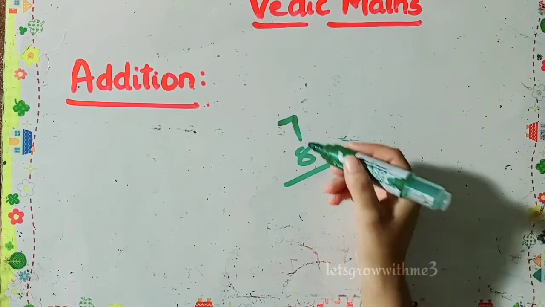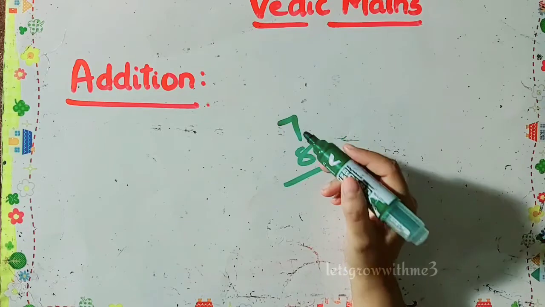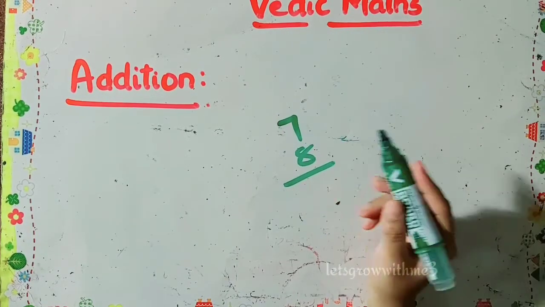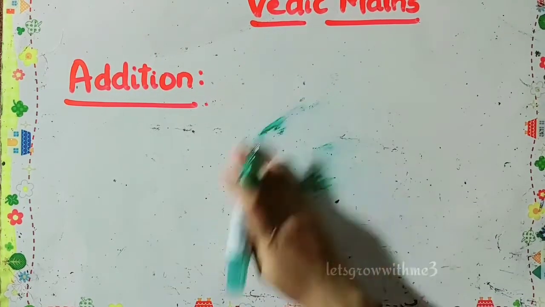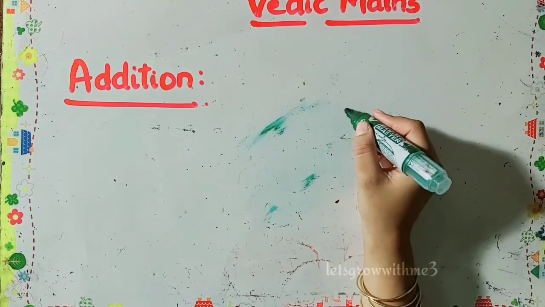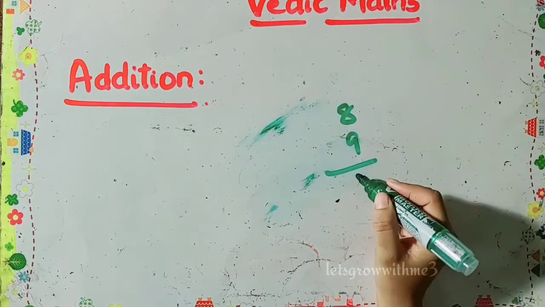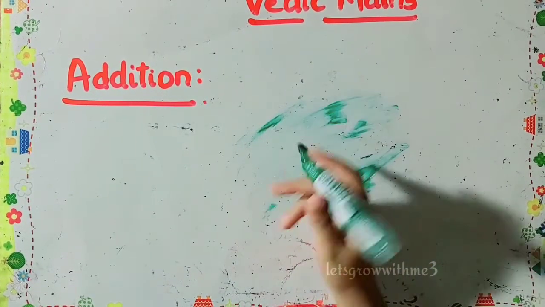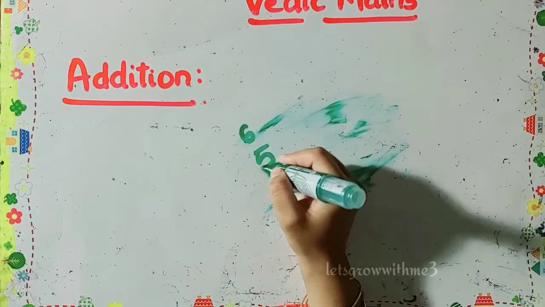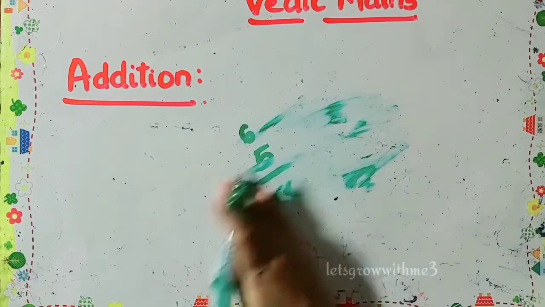Just a quick recap. 7 plus 8: 7 plus 7 is 14, so you need to add one more, which is 15. Okay, and then next one, 8 plus 9 is 17. And then 6 plus 5 is 11.